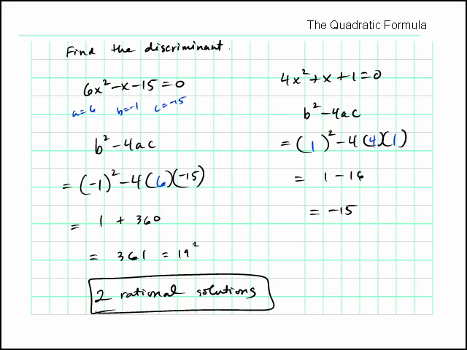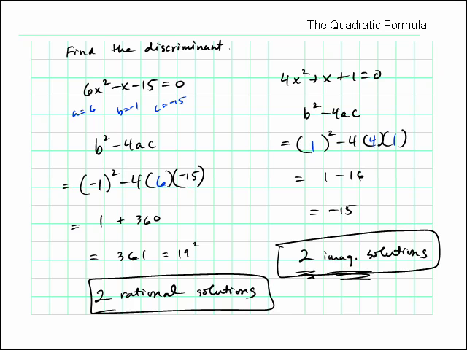Now, since the discriminant here is negative, that means we will have two imaginary solutions. Now once again, the discriminant doesn't tell us what the solutions are. It only tells us how many solutions we'll have, 2 of them, and what type, imaginary. And that's how we use the discriminant, and that is the end of this lesson.